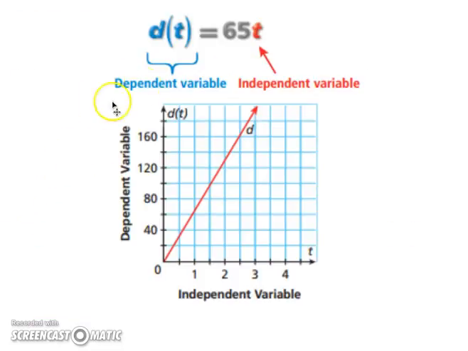Alright, your output is also known as your dependent variable. It depends on what you put in. So your independent variable is the one that you're selecting to stick some value in for. So in this case, you have d of t equals 65t. Your output is your dependent. What you're sticking in is your independent. Alright, so in this case, we're just going to go up 65. So for every 1, we go 65.